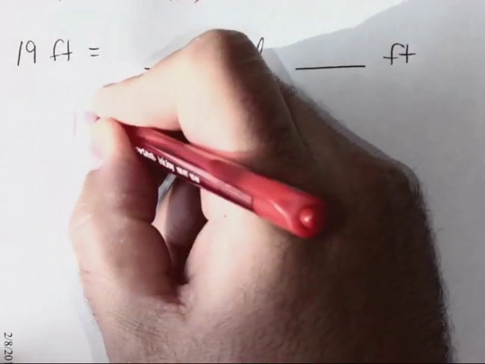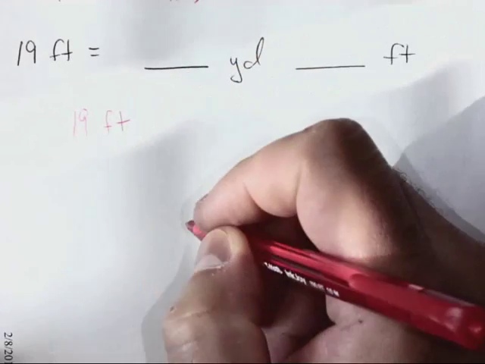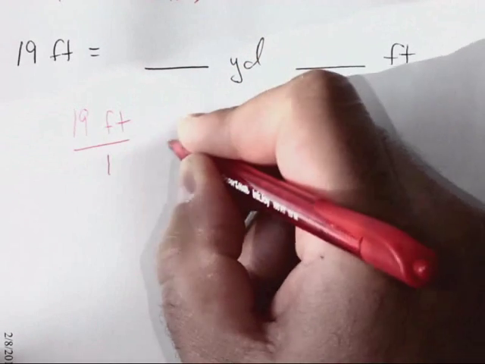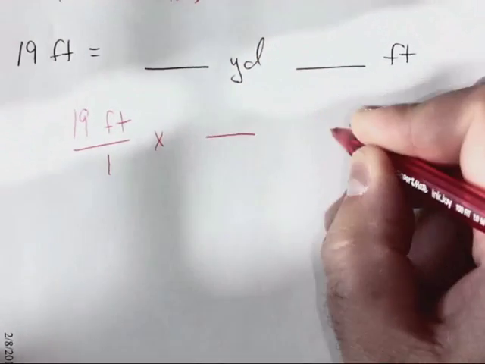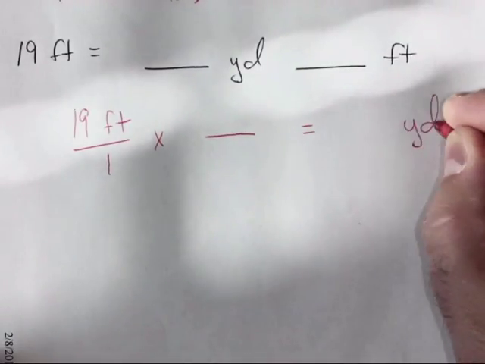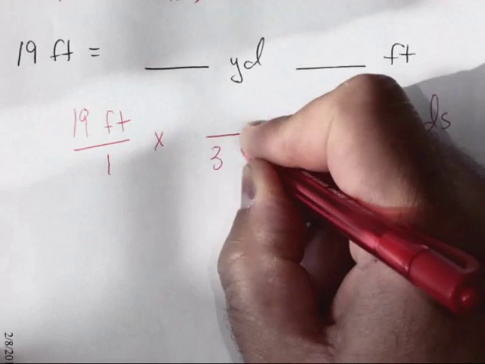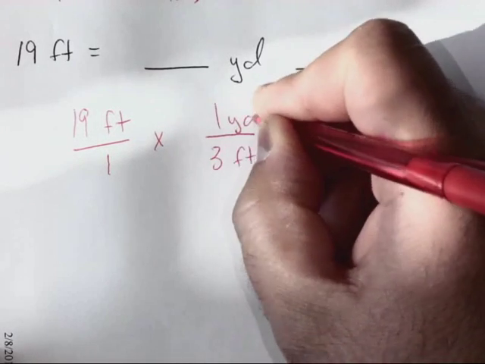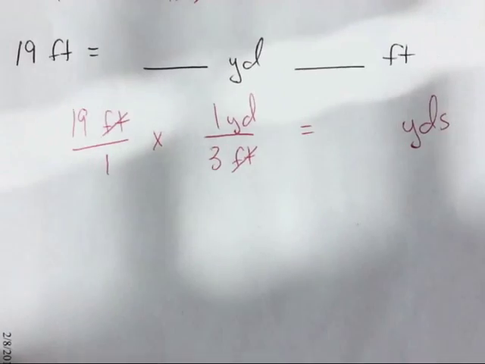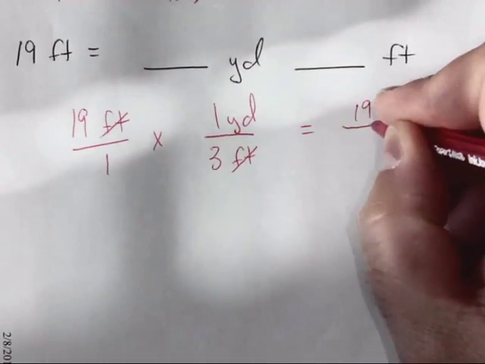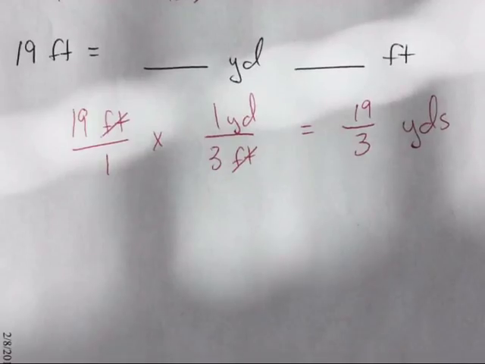So we can still set up our unit fraction, 19 feet times our unit fraction going to yards. So we know that there are 3 feet in a yard, so the feet is going to go in the denominator, so that feet cancels and I'm left with yards. So I'm going to get 19 over 3, and of course if I divide that I'm going to get a decimal. And so here's the conundrum for this particular problem. We don't want a decimal, we want whole yards and whole feet. So we do long division.